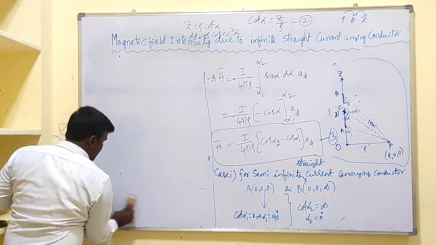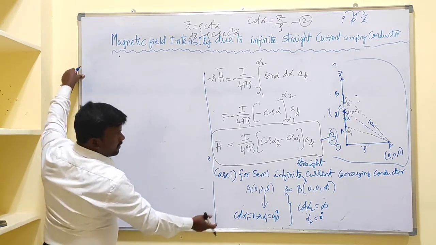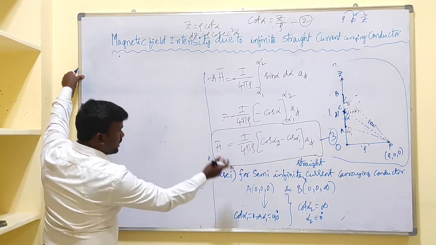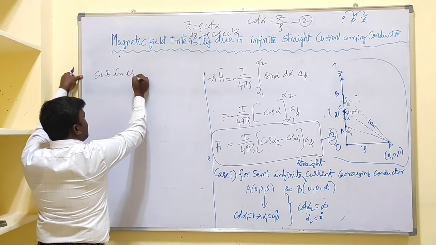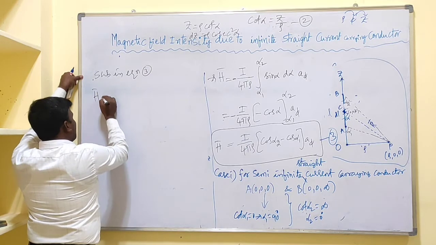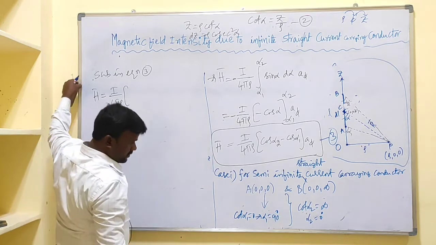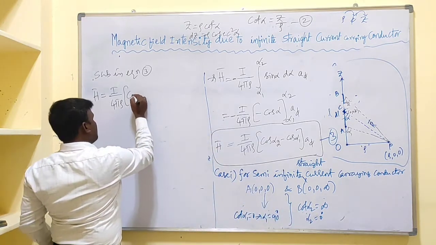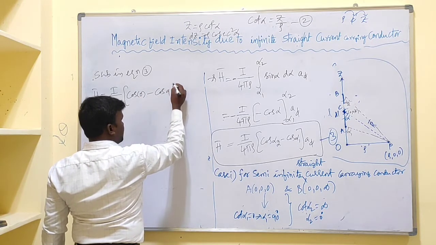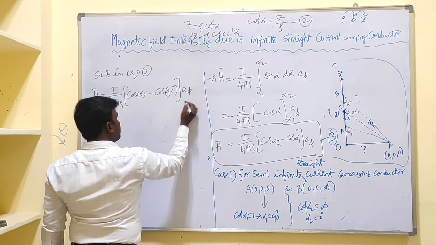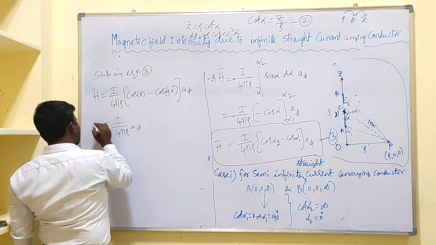That is what? Case 1. For the case 1, we have... Therefore, substitute in equation 3. What is equation 3? H equal to I by 4 pi rho into cos alpha 2 minus cos alpha 1 into a phi. What is cos alpha 2? Cos 0 degrees minus cos alpha 1, means cos 90 degrees, into a phi. So this one is what? I by 4 pi rho into a phi. This is the expression for H.